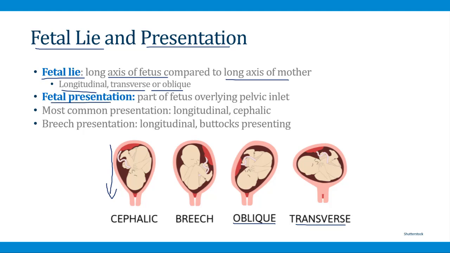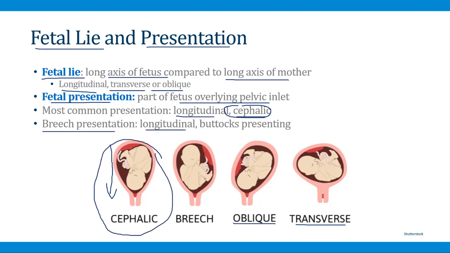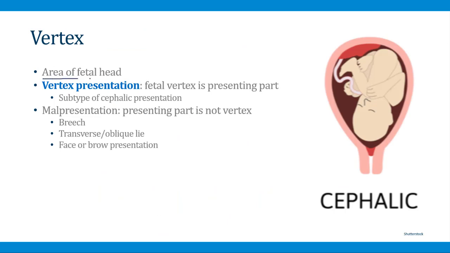The fetal presentation refers to the part of the fetus overlying the pelvic inlet, and the most common presentation is a longitudinal cephalic presentation, and by cephalic I mean with the head down. That's what's shown in this picture right here. In a breech presentation, the baby is in a longitudinal lie, but the buttocks are the presenting part, and that's what's shown in this image here. The vertex is an area of the fetal head, and a vertex presentation is when the fetal vertex is the presenting part.